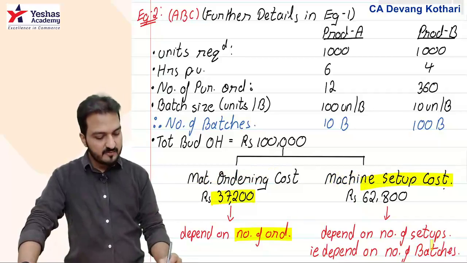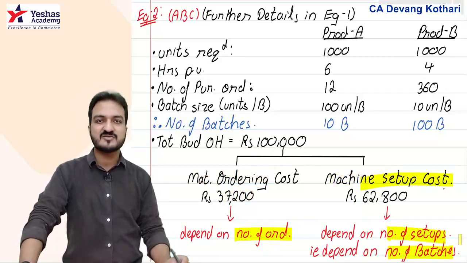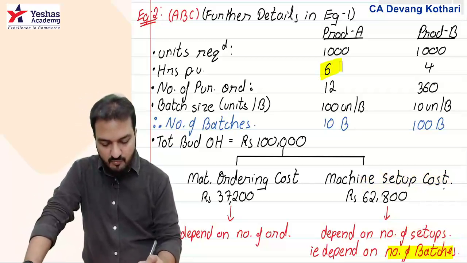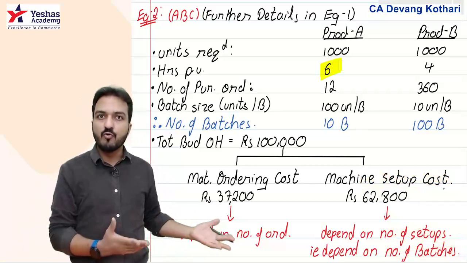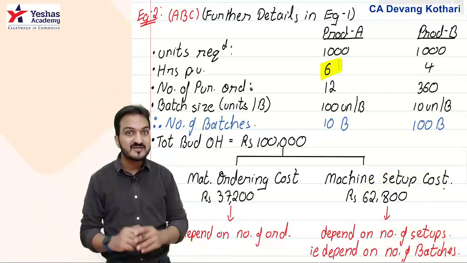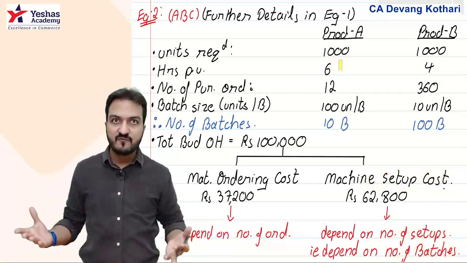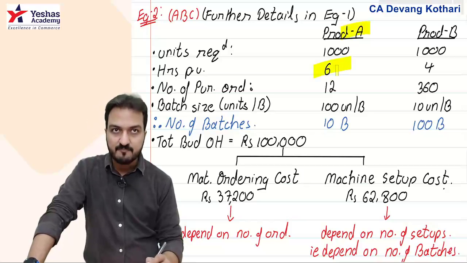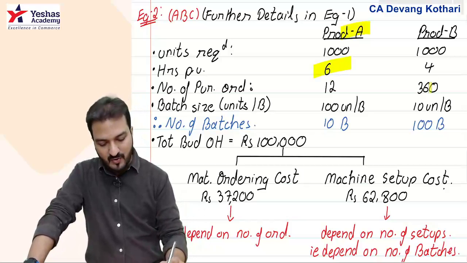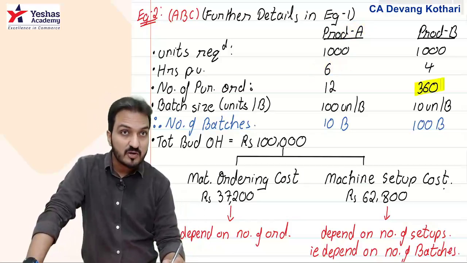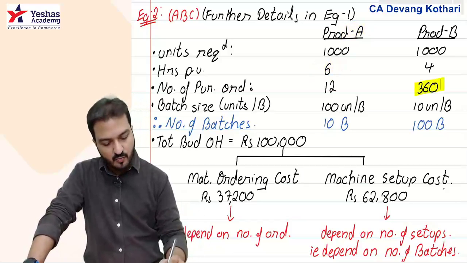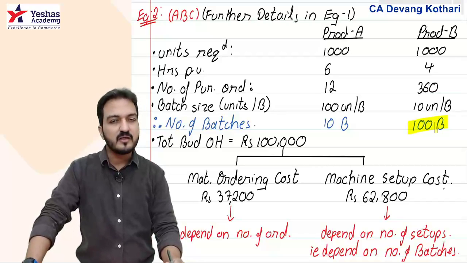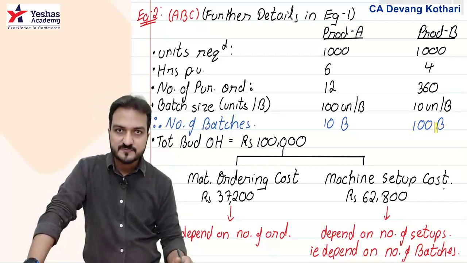Machine setup cost depends on the number of setups, the number of batches that I produce. Even though product A uses more production time, my overheads are not production-related overheads; they depend on other factors. So even if product A requires more production time, if product B requires more purchase orders and more batches, then accordingly product B will have more overhead cost.